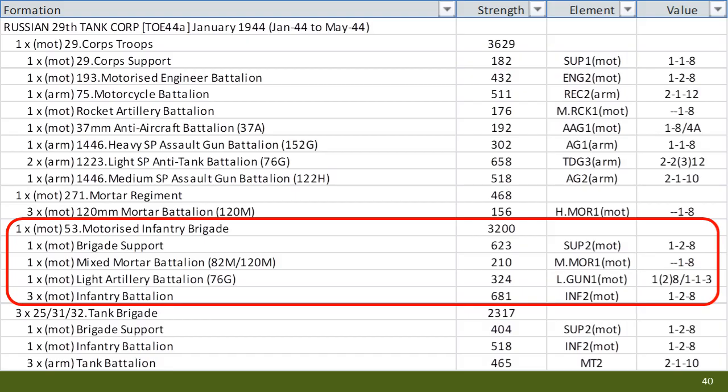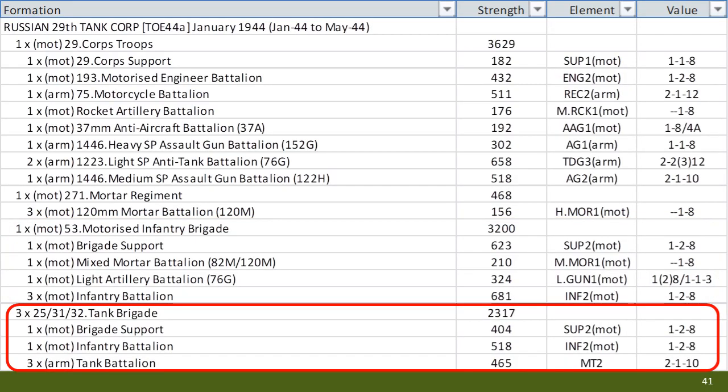When we look at the motorised infantry brigade, this remained pretty much unchanged. However, due to manpower issues, some manpower reductions did occur. The tank brigades also remain pretty much the same, but in this case additional support elements were added which increased the strength of the brigade as a whole. The infantry battalion did experience some manpower reductions. Russia in 1944 was beginning to run out of men.